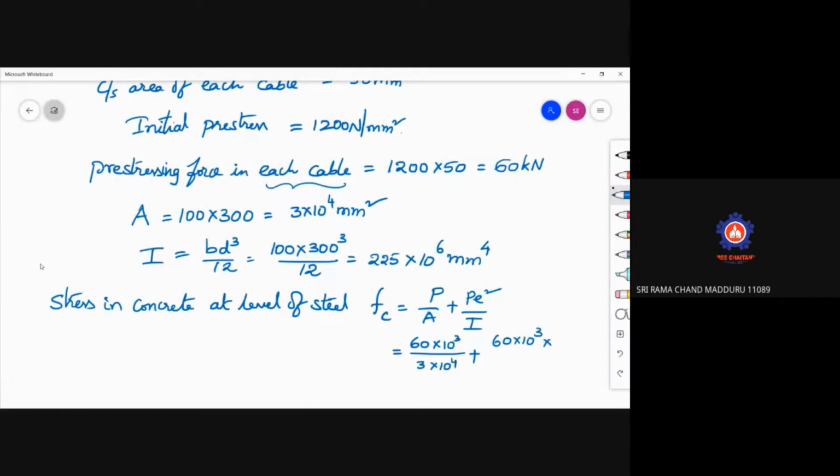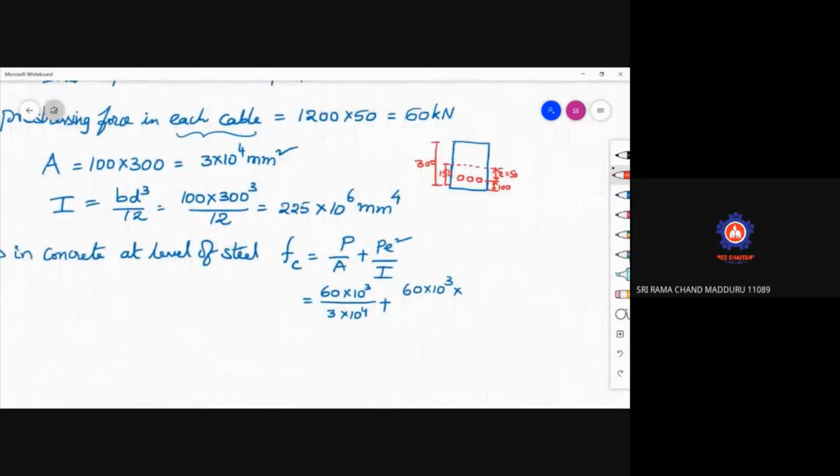What is the eccentricity? Have you checked the eccentricity here? No. Just go to the problem, just see the question. All the cables are straight and located 100 mm from the soffit of the beam. Just understand that. In the cross section of the beam, if this is the neutral axis, the 3 cables are provided like this, and they are straight. So then, what is the eccentricity? From the soffit of the beam, what is the distance? So substitute that 50 here.